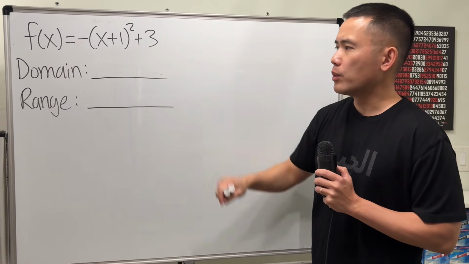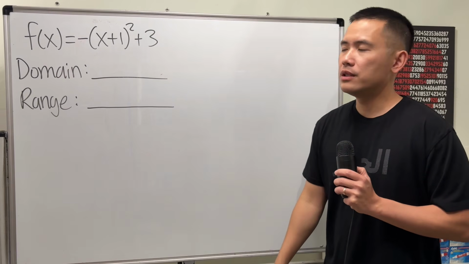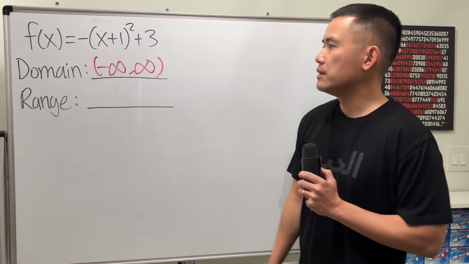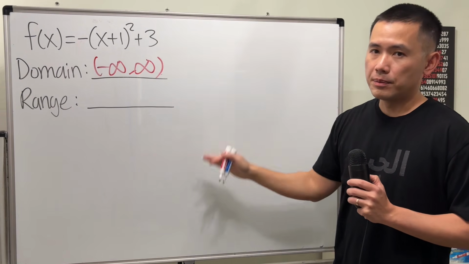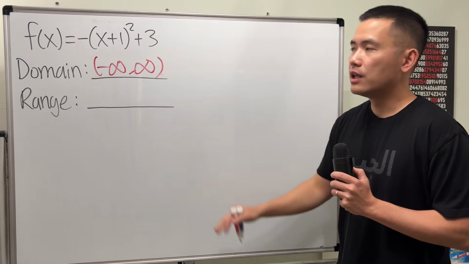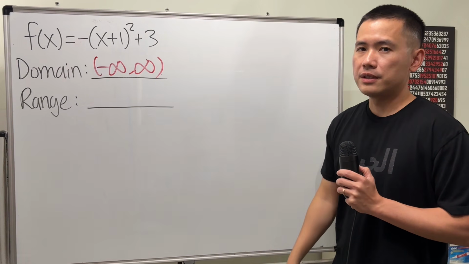So first, for the domain of any quadratic function, or in fact any polynomial function, it's just going to be from negative infinity to positive infinity. Because we don't have x on the bottom and we don't have x in the square root, and we are not dealing with logarithms, and we have no worries. So just negative infinity to positive infinity.